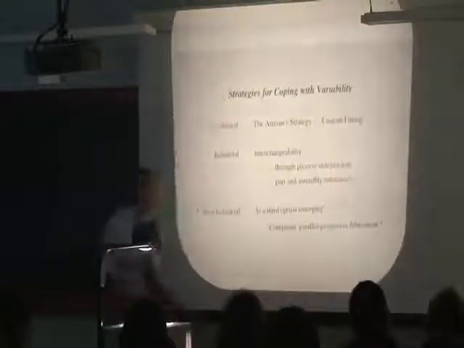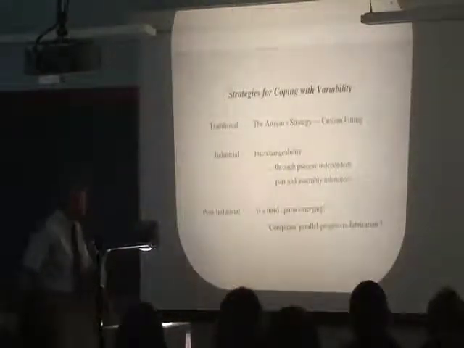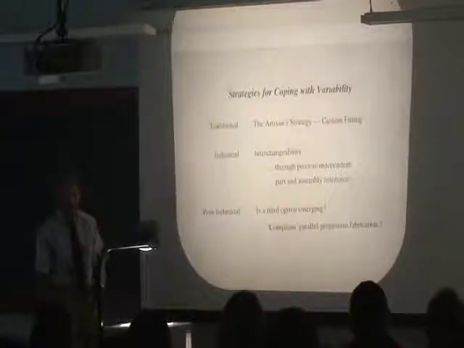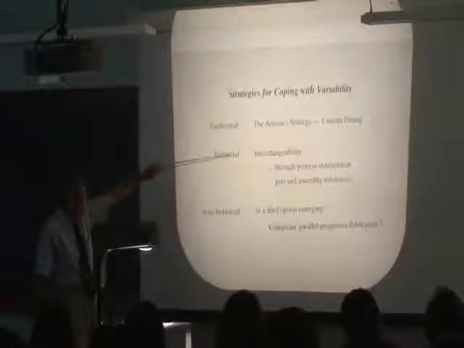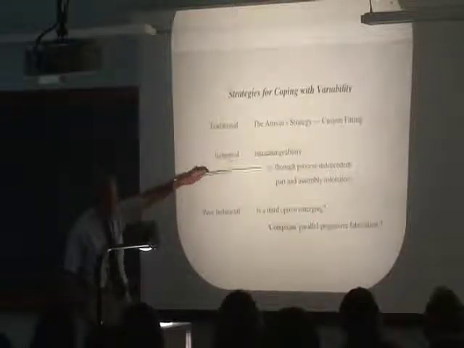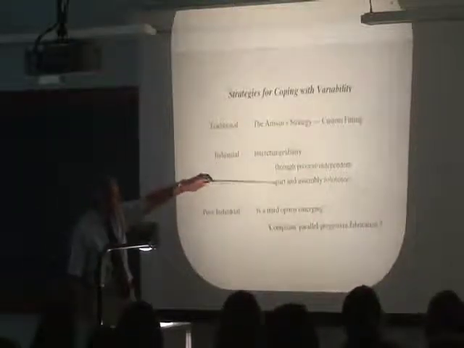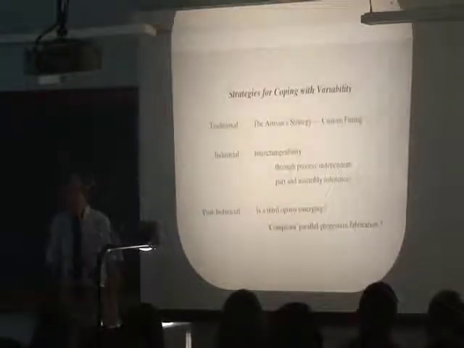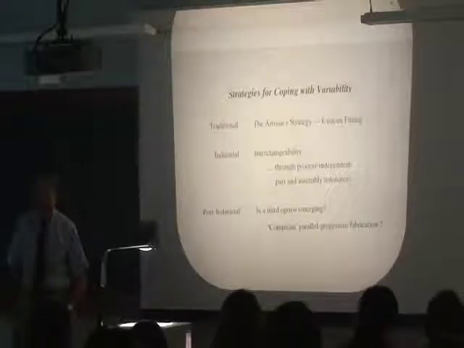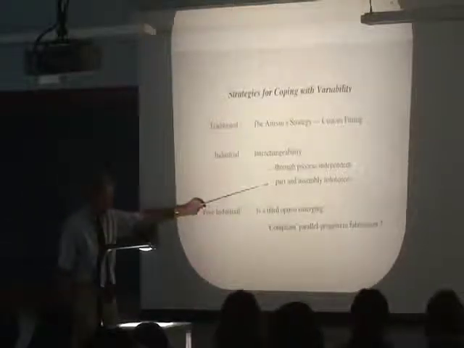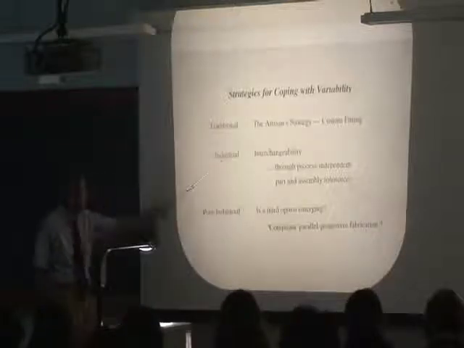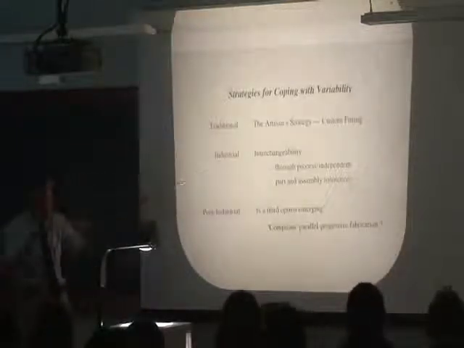Strategies for coping with variability. Well, the traditional one is the artisan strategy. It still works if you only want to make one or two of a thing. Modern industry uses interchangeability. It works through process-independent part and assembly tolerances. And it works through control of manufacturing processes to meet these tolerances. That's a crucial step. Now, we've run on this system for about 150 years.